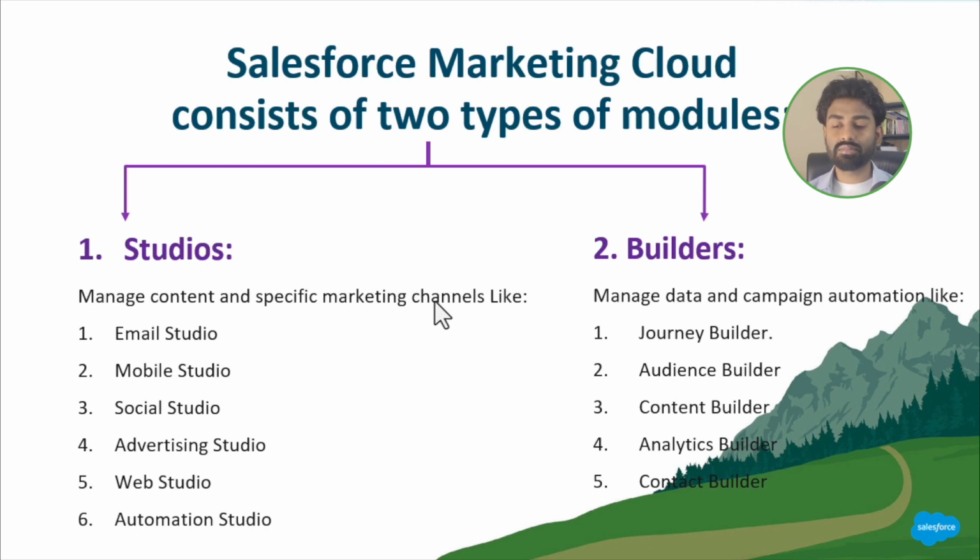The third one is Content Builder, where you are maintaining the content, your content copy, your email copy, all of it. Analytics Builder, as the name suggests, is where you get the campaign analytics. It is going to help you make your decisions based on this analytics, so you can decide on any marketing campaign. Contact Builder, as the name suggests, is a part of Audience Builder. Here we also manage your contacts and data.